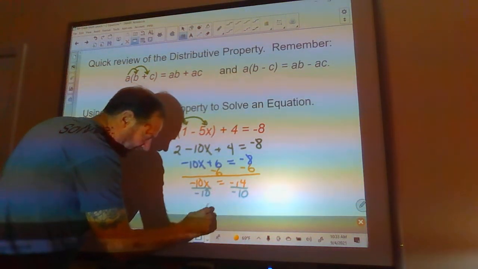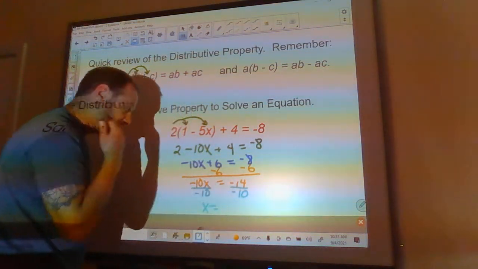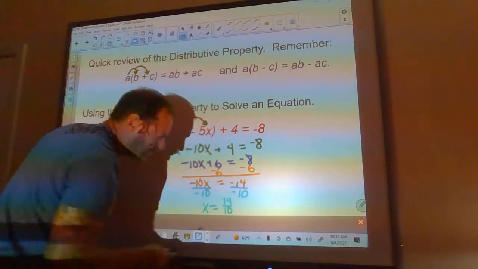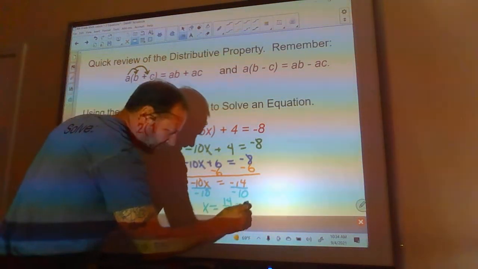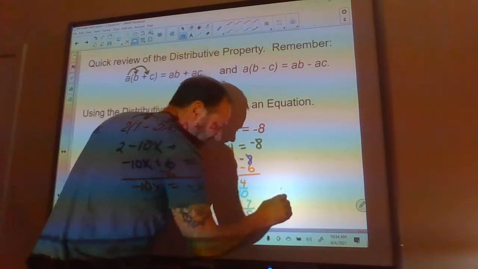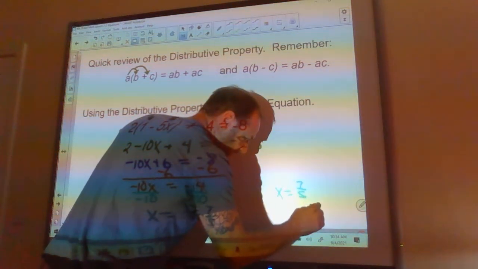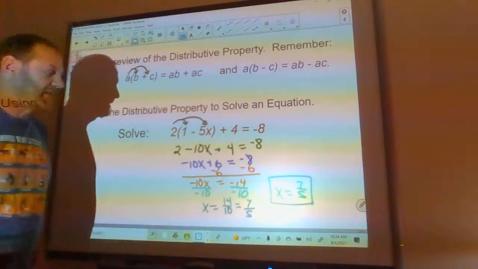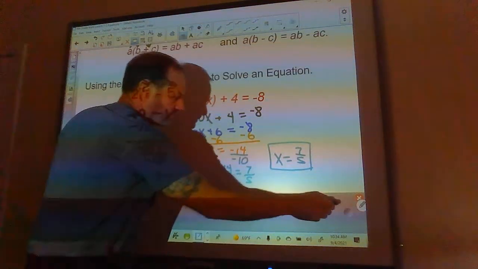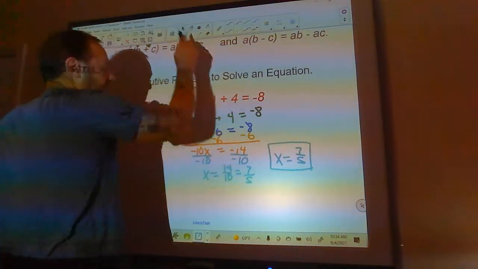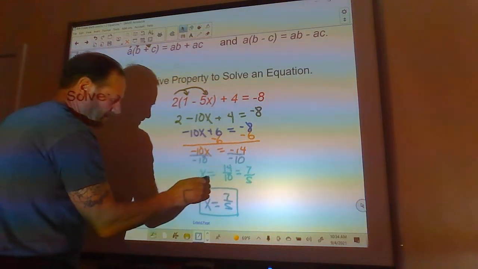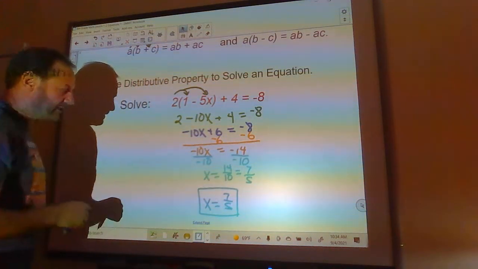And so this goes away, and I get x equals a negative divided by a negative is a positive. Now this is 14/10, but that will reduce because 2 will go into 14 7 times, and 2 will go into 10 5 times. So that's 7/5. So there's my answer. X is 7/5. And you don't have to do anything else with that, just leave it like that. We're just going to leave it. Okay.